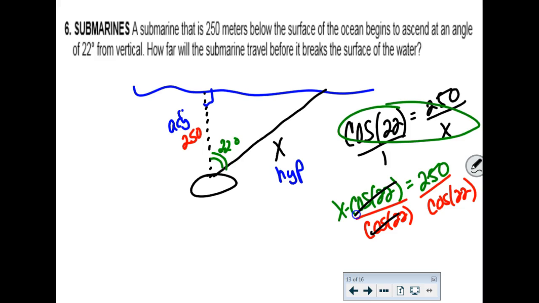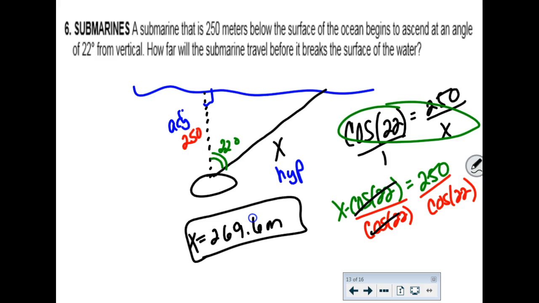Got it? What'd you get, by the way? 269.6? All right. Meters. Good labeling. Labeling is going to become uber important to us in the next part of our lesson.